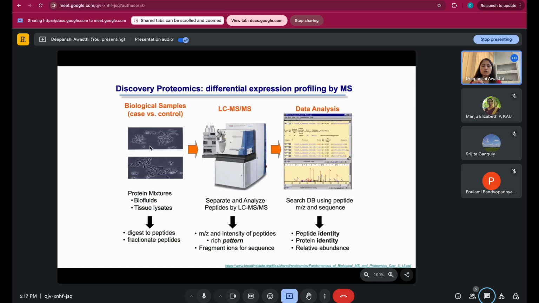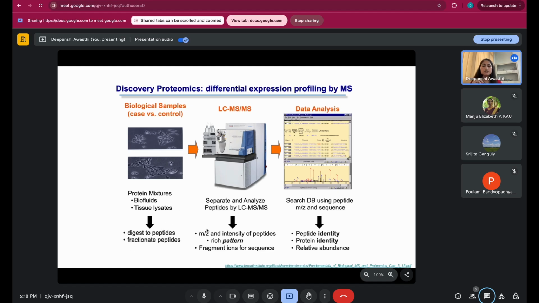Okay, so this is the concept picture of how mass spectrometry happens and how the data is analyzed. Firstly, we have a biological sample, which could be a case versus a control, because if we have to compare two samples, we will have a case and a control. That could contain protein mixtures obtained from biofluids or tissue lysates. The first step is to digest them into peptides, because we cannot analyze an entire protein, so we break it into peptides so that they can be further ionized into smaller ions. If they are still long enough, we have to further fractionate them.